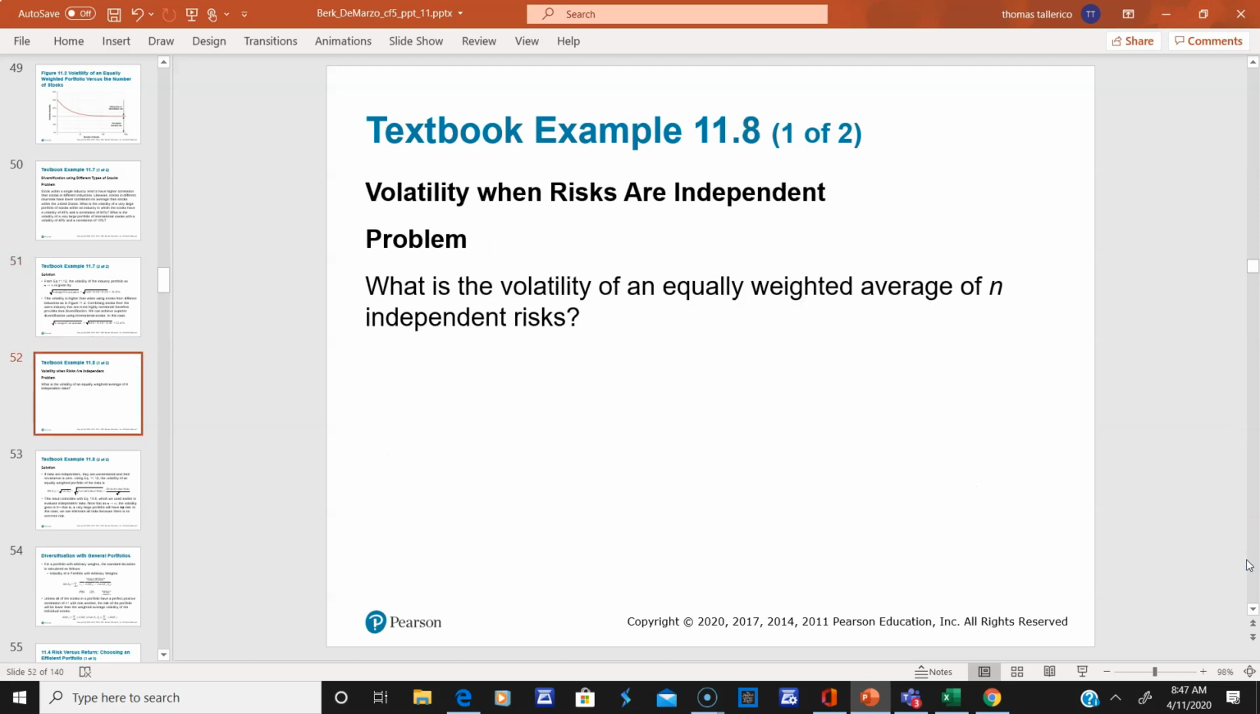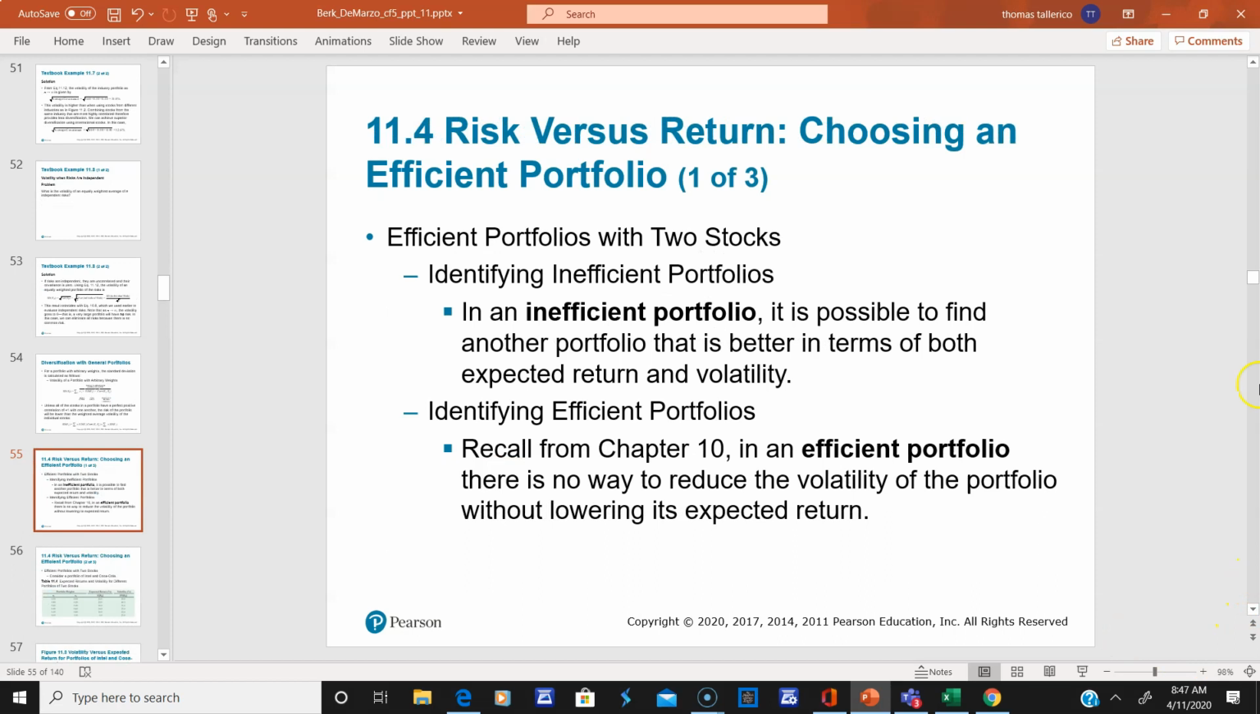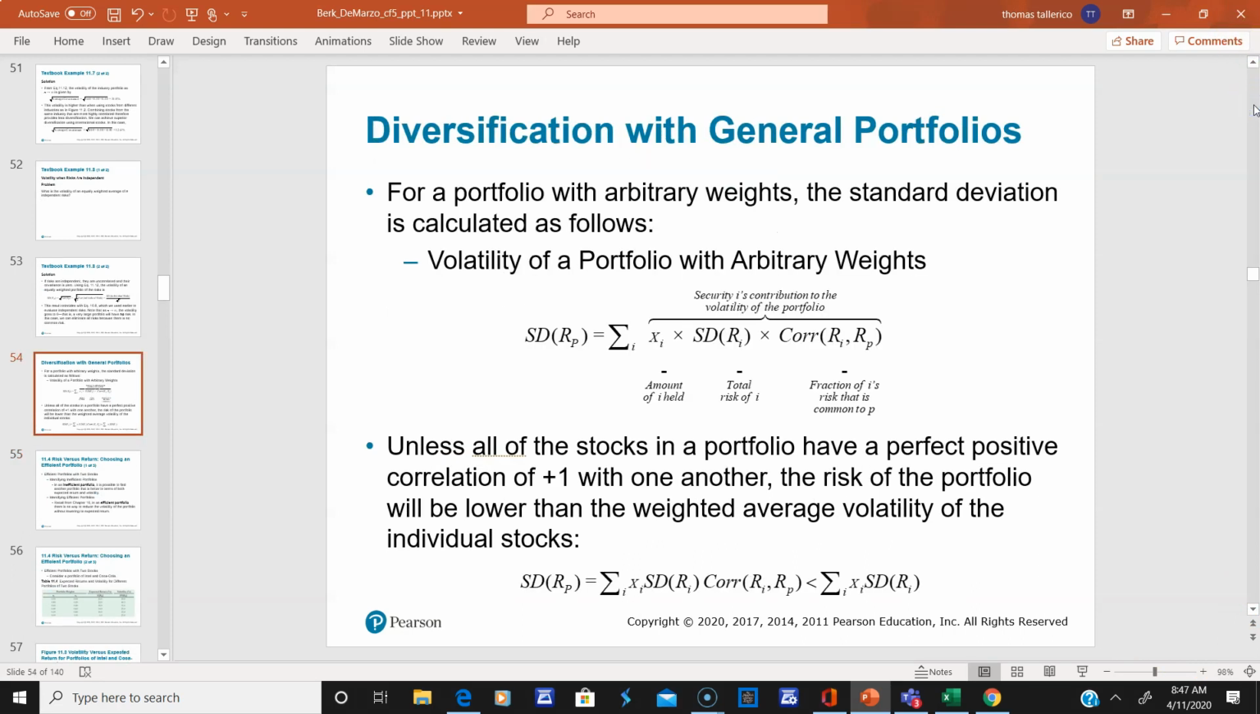All right, so what's the volatility of an equally weighted average of n independent stocks? And here's the solution to that, all right? Here's the solution to that. It's very touchy, this thing.